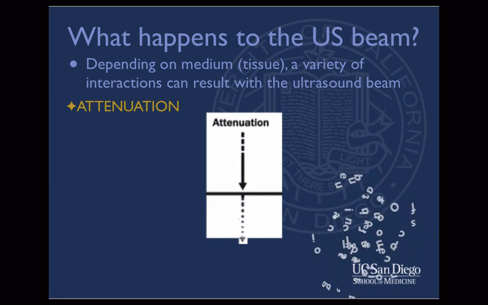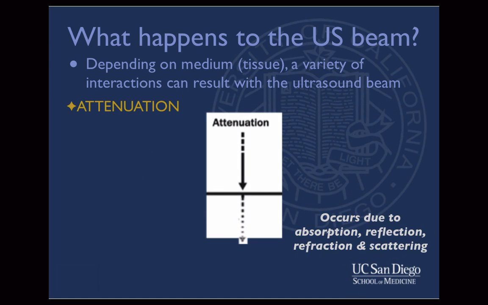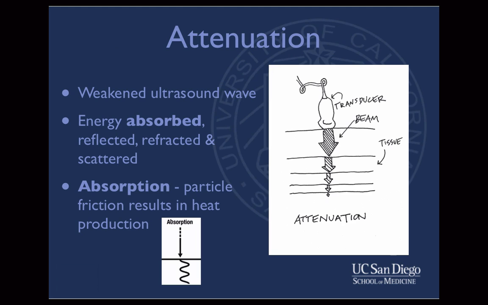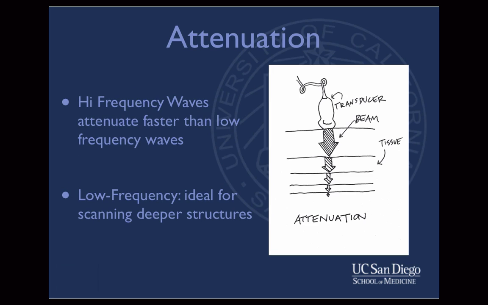We will begin with attenuation, which actually occurs as a result of the other mentioned interactions. The ultrasound wave is weakened as it passes through tissue because some energy is absorbed, reflected, scattered, and refracted. Absorption is the main form of attenuation. The particles in the medium that transmit these waves vibrate, causing friction, resulting in a loss of sound energy. As a result, heat is produced. High-frequency waves attenuate faster than low-frequency waves. Hence, lower frequency is ideal for scanning deeper structures.